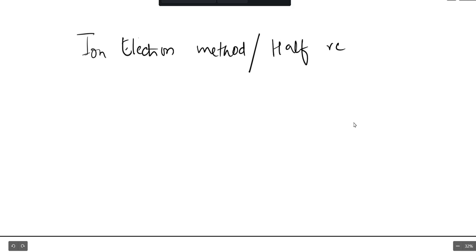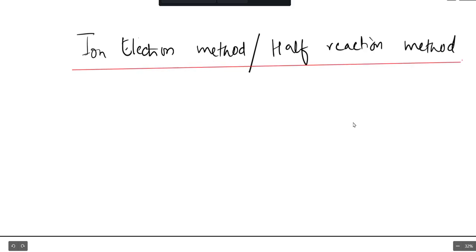What is that heading? We are going to learn today the ion electron method. What is the other name given to it? It is called the half reaction method. Right. This is fine? Yes. Now, in the ion electron method, the first important thing is, as soon as the teacher gives you the reaction, what should you do? So first of all, let us take an example of this.